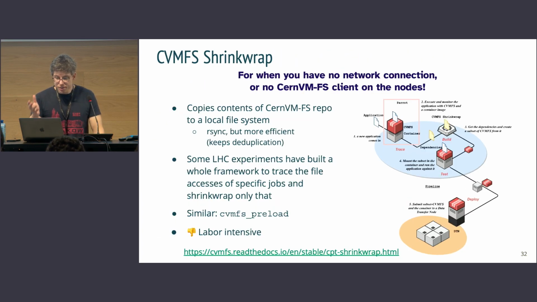So shrink wrap is this tool for when you have no network connection or no CVM-FS clients on the nodes, and you basically copy the contents. We've mentioned that CVM-FS is just a POSIX file system, so in principle you can just do a copy or rsync, but CVM-FS shrink wrap keeps this deduplication and therefore is a bit more efficient. The problem with all of this is that it's fairly labor intensive, so it's quite complicated to do.